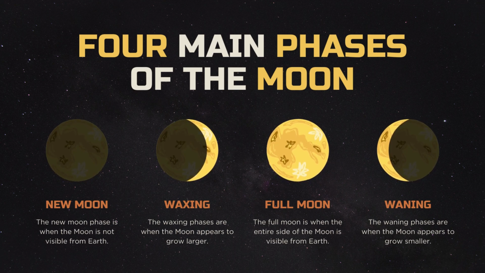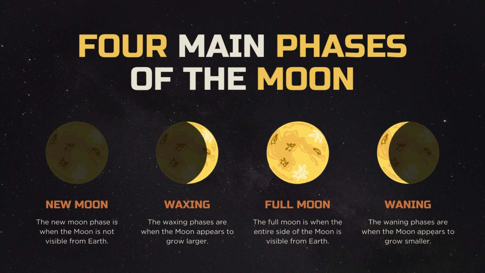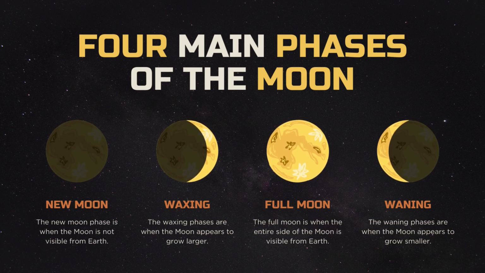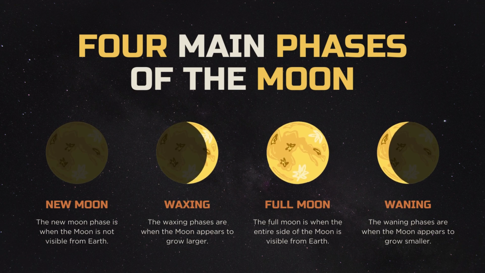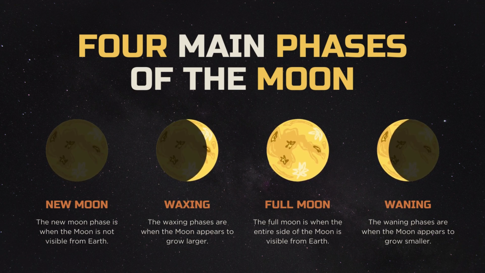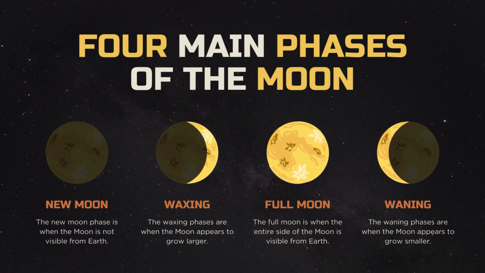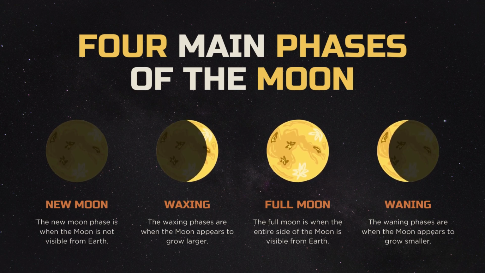It marks the start of the lunar cycle, symbolizing new beginnings and fresh opportunities. As the days pass, the moon transitions into the waxing phase, gradually revealing a slender crescent. This phase represents growth, intention, and the pursuit of goals.